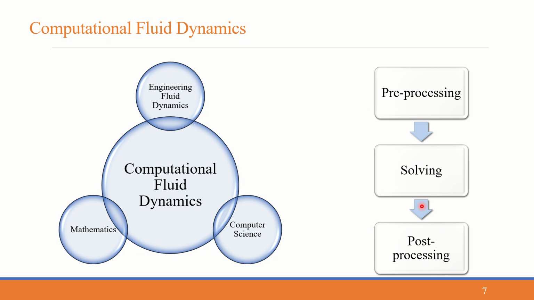And next comes the post-processing. Once we get the values, we should convert them into meaningful results. We will be putting plots, we will be putting contours, and so many things, so that we will get to know how meaningful our results are. So that is what happens in CFD: pre-processing, solving and post-processing. So that is the thing in CFD.